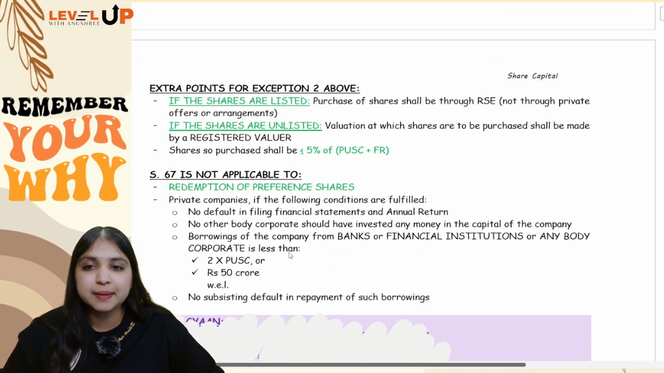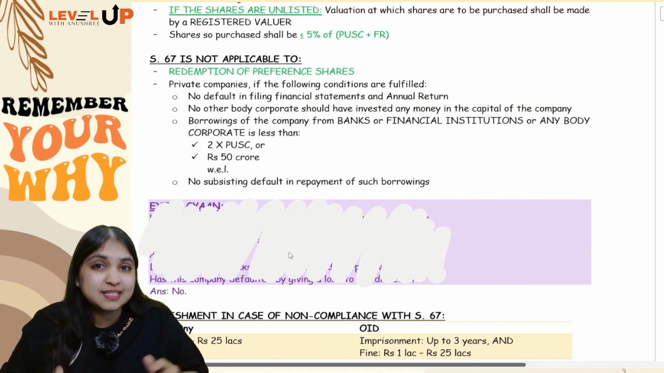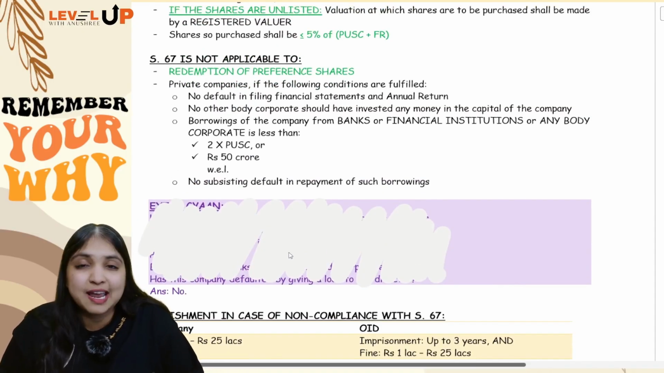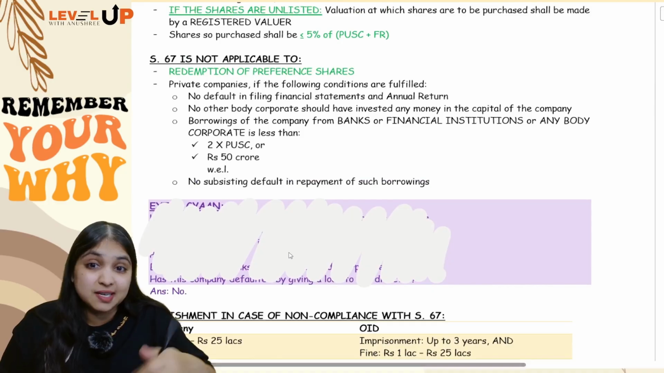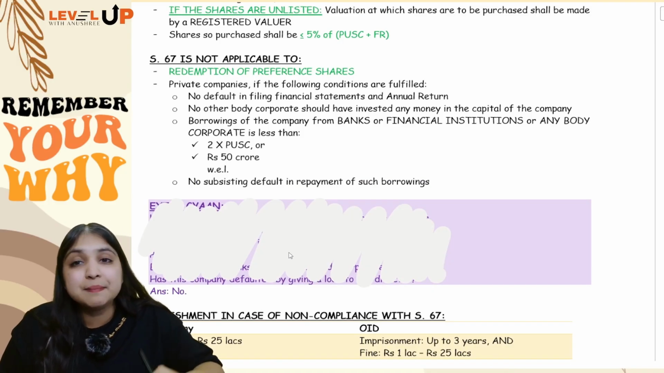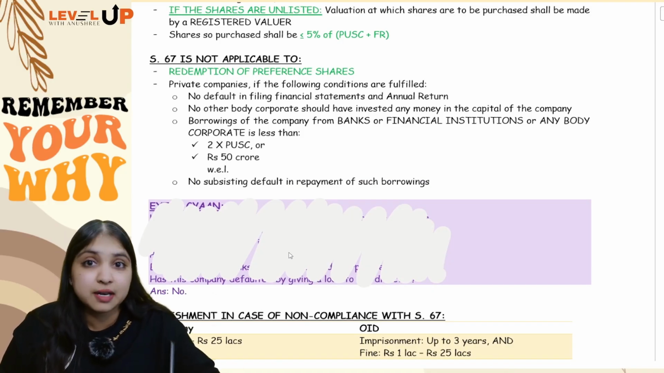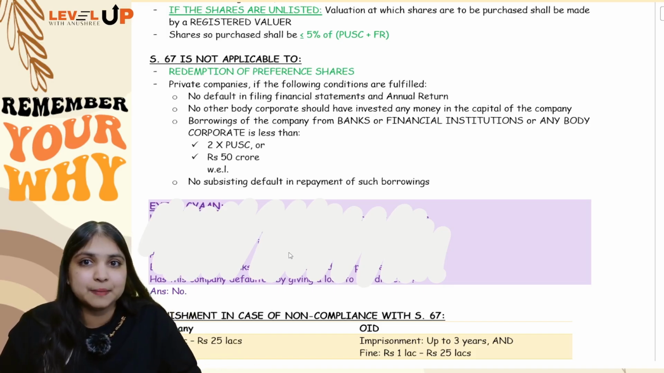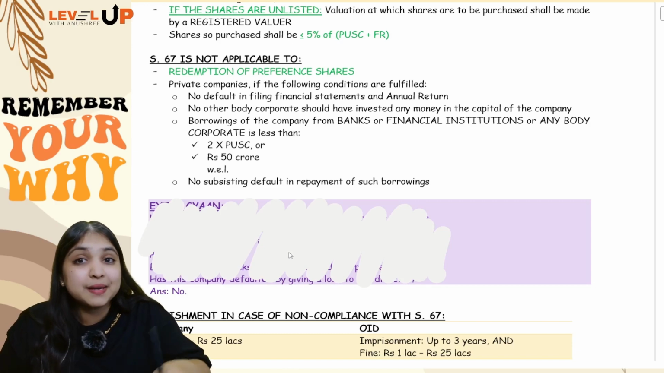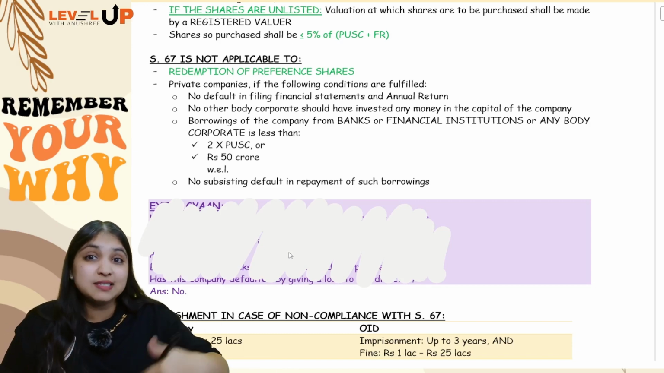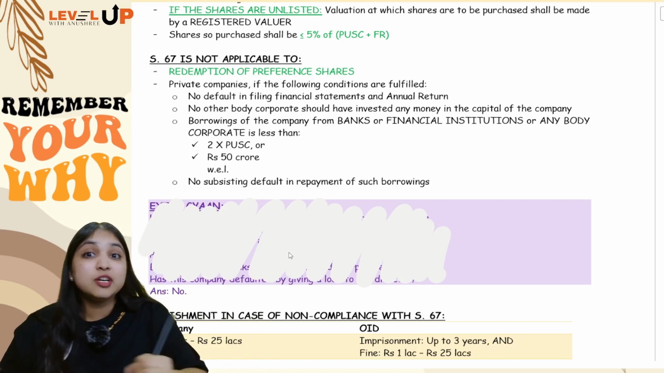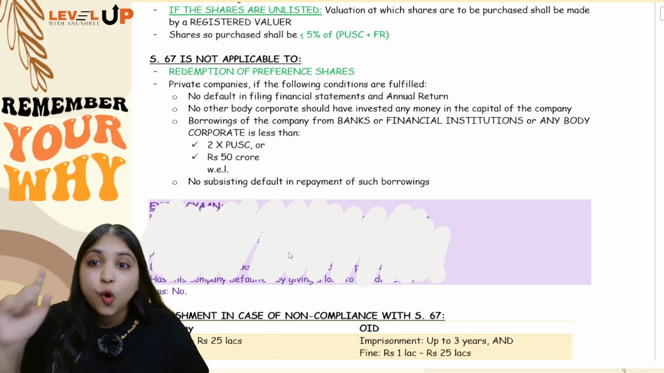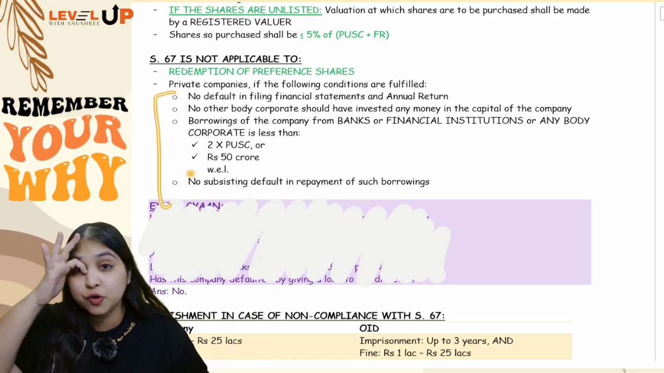Okay, now coming to the next point, we just said that the financial assistance cannot be given by public company, which means it can be given by private company. It can be given by which private company? You're listening to me. Financial assistance, we said, can't be given by public company to purchase its own shares, which means it can be given by private company. So it can be given by which private company? Only that private company which fulfills 4 conditions.